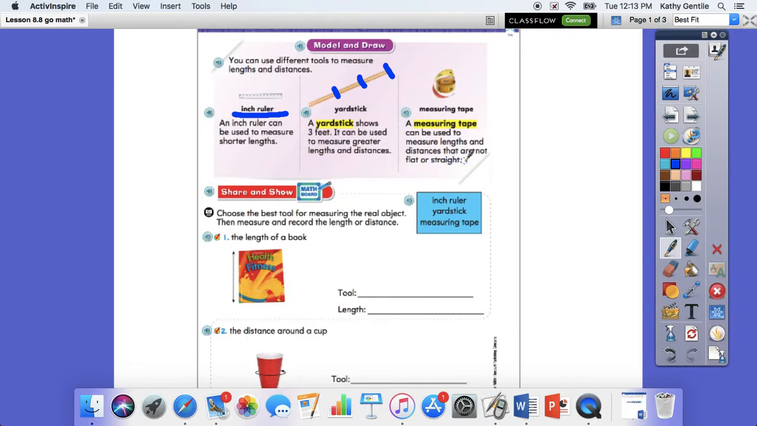The last one we're going to talk about today is a measuring tape. A measuring tape can be used to measure lengths and distances that are not flat or straight.